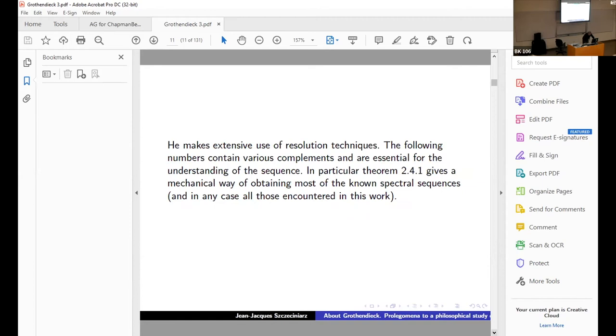He makes extensive use of resolution techniques. The following numbers contain various complements and are essential for the understanding of the spectral sequence. In particular, theorem 2.4.1 gives a mechanical way of obtaining most of the known spectral sequences. And in any case, all those encountered in this work from the talk.